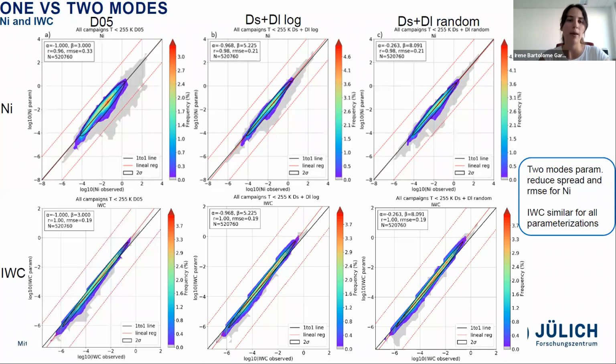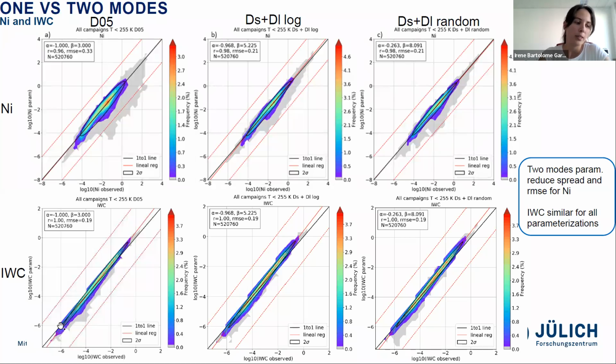And what we see, the main difference, is that the spread is reduced when we use the two modes. Also, if we have a look at the root mean square error, it decreases from 0.33 to 0.21. So the main thing that we see is that the spread is reduced. I also wanted to have a quick look at the ice water content. And here what we see is that all the parametrizations deliver very similar results.